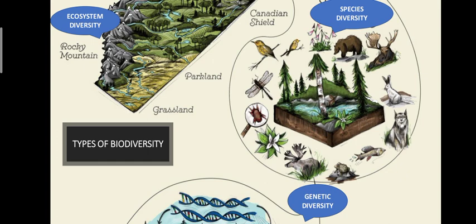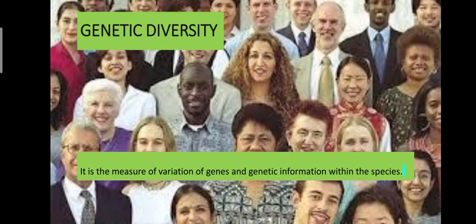So this is a pictorial diagram of types of biodiversity. Just below you can see the genetic diversity. Towards your right you can see species diversity, and towards your left you can see the ecosystem diversity or ecological diversity. Each one we will be talking about now.